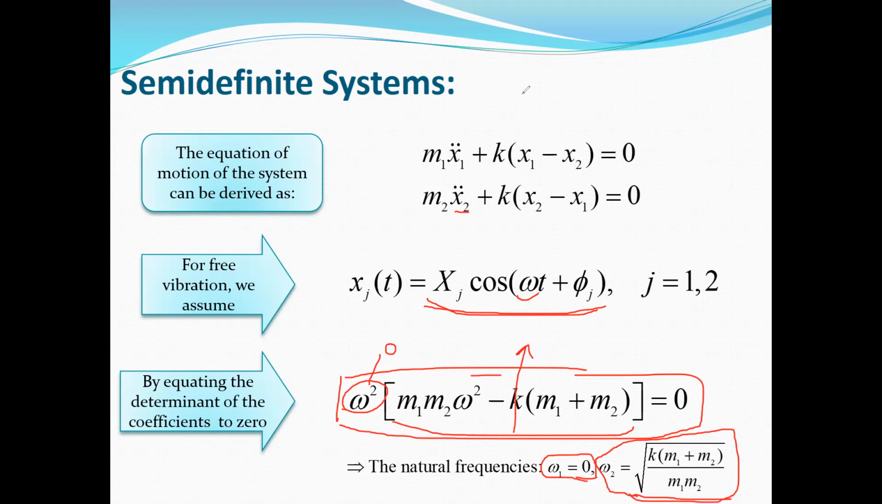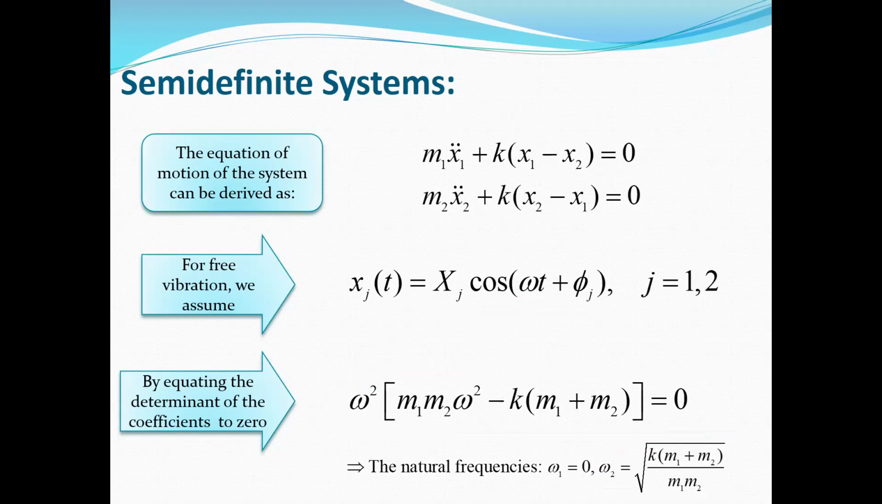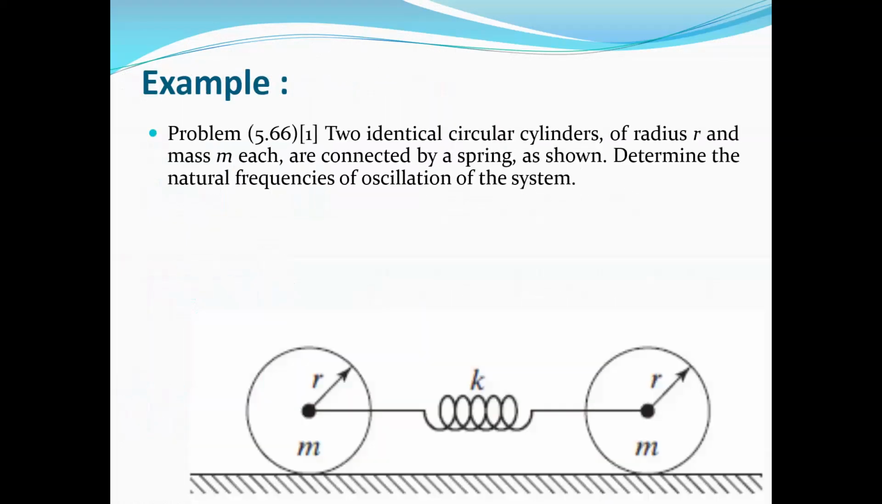Okay, so this is the characteristic for this type of systems. And for example, here you can see one example. We have two identical circular cylinders of radius r and mass m each. They are connected by a spring as shown. Determine the natural frequencies of oscillation of the system. So we need to extract the equation of motion.